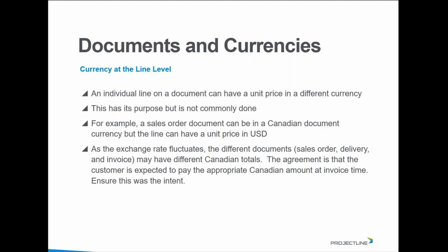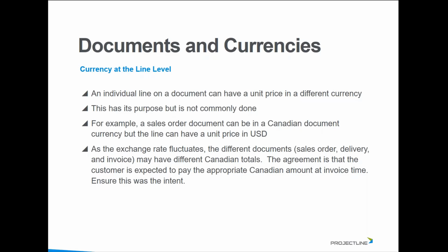So we've also got currencies at the line level. So an individual line on a document can have a unit price in a different currency than the document. It has its purpose, but it's not commonly done. So for example, a sales order document can be a Canadian document currency, but the line can have a price in US dollars. As the exchange rate fluctuates, the different documents, like the sales order, the delivery, and the invoice, may have different Canadian totals.